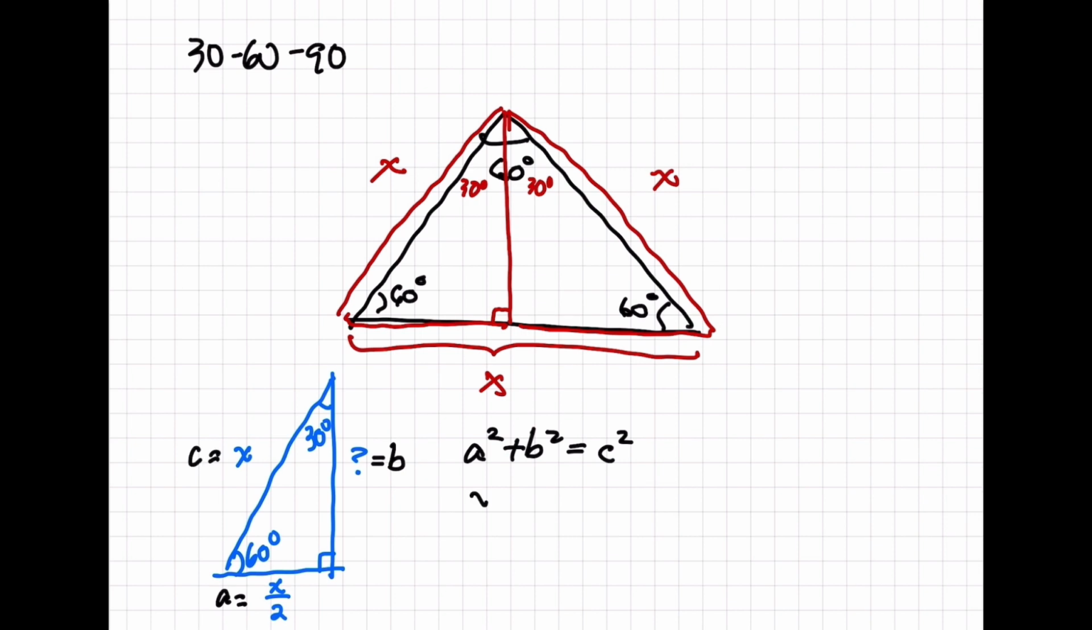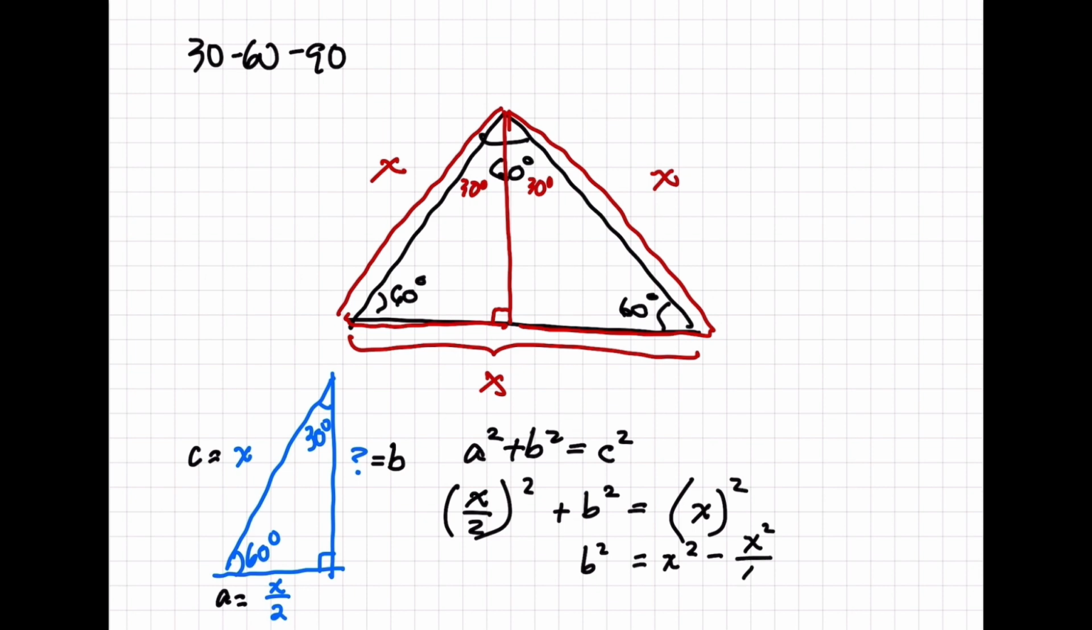A squared is x over 2 squared. Then we have the variable here that's missing. And then C is x. Then you just square it. Then I'm going to keep B on the left side, but I'm going to transfer x over 2 squared to the right. It becomes negative, so that's going to be x squared over 4.